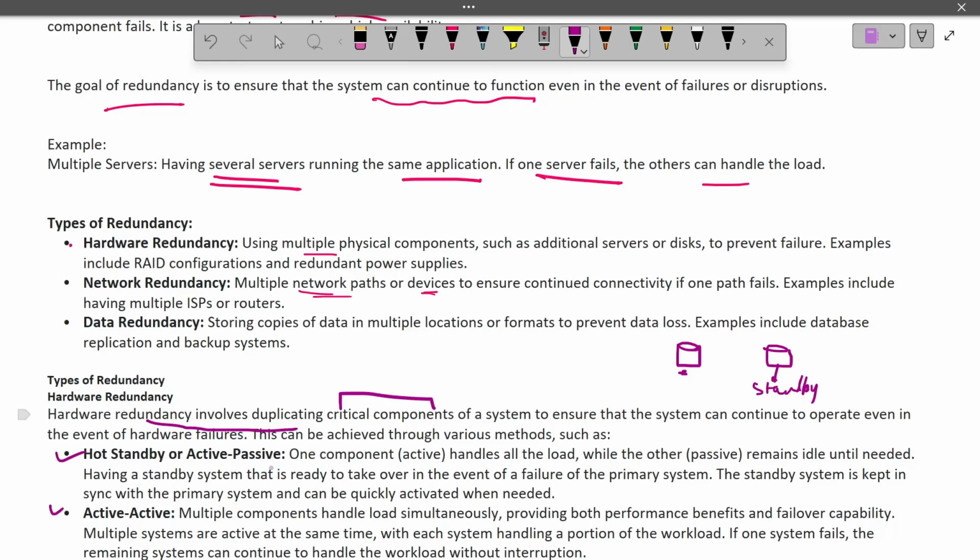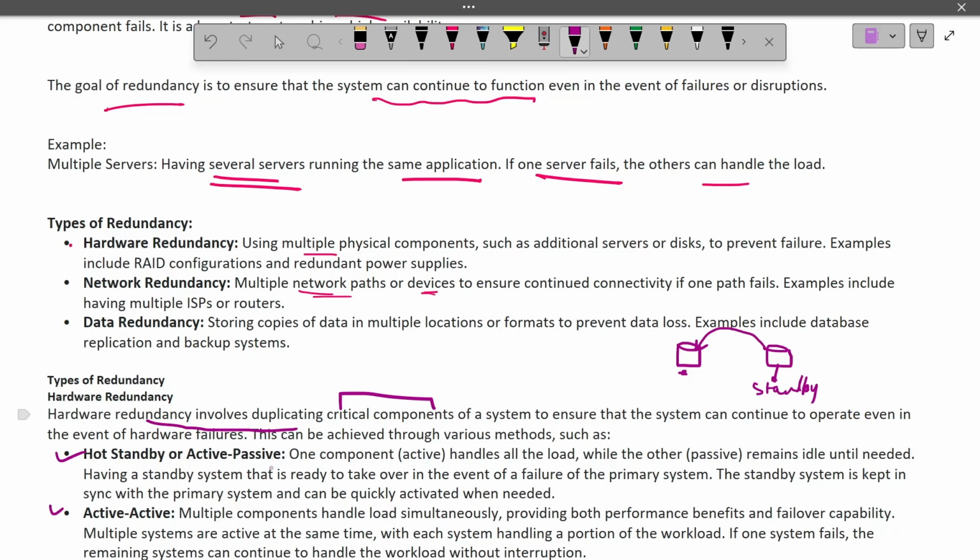So that whenever there's a failure, the standby is going to take over. And this is what we mean by active and passive. There's an active and there's a passive. The standby system is kept in sync with the primary system. From time to time, the replication of the data and everything happens, but this is not actively serving the traffic.